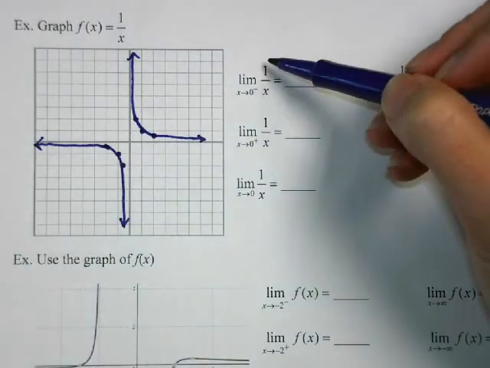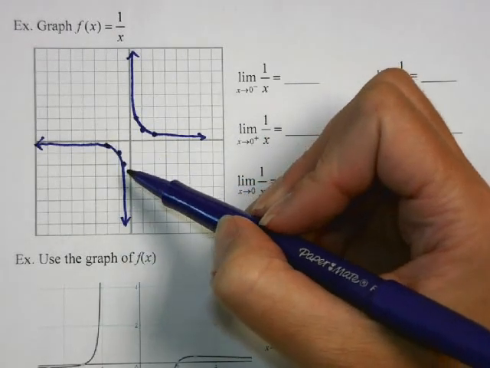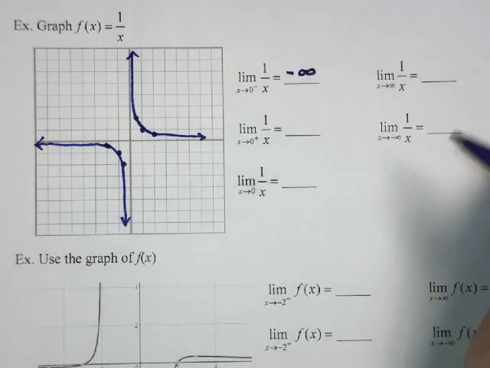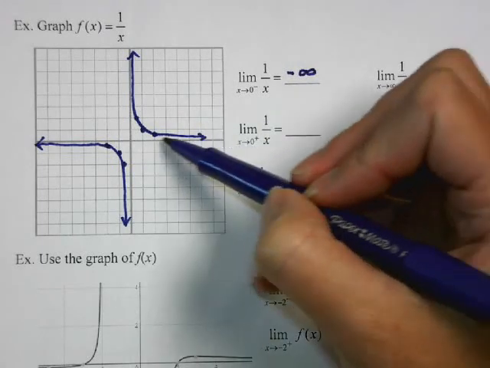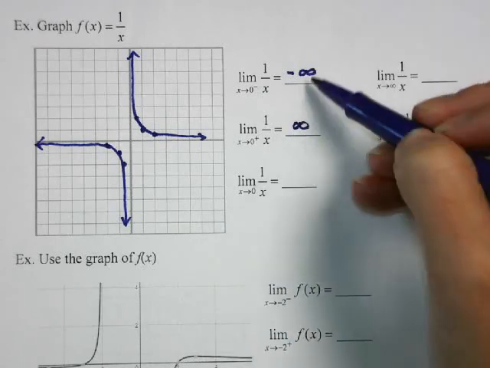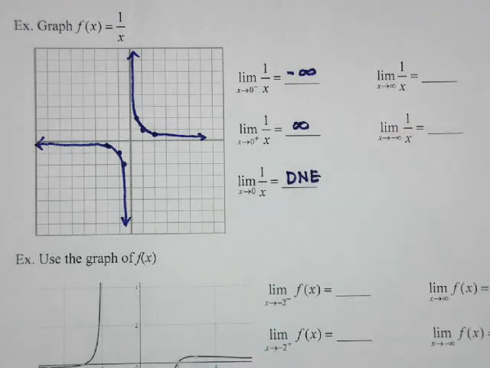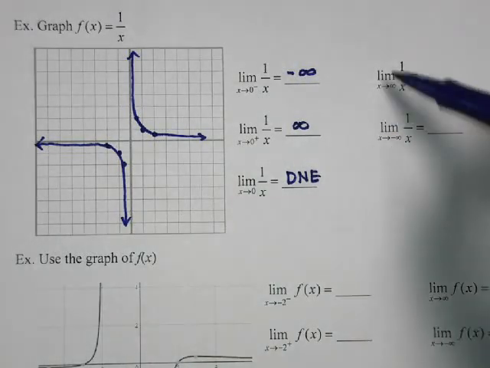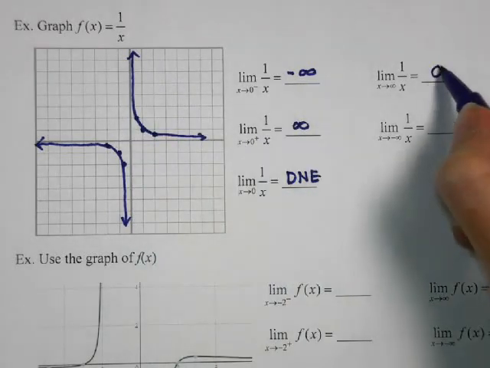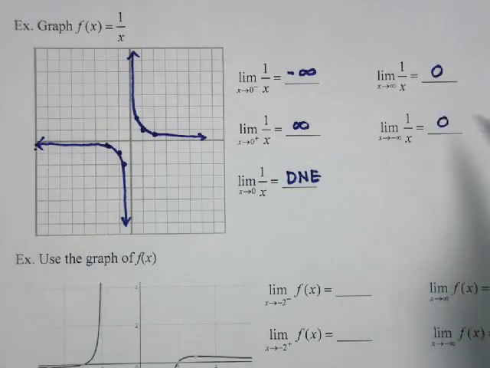Okay, so here we're approaching 0 for 1 over x. We're approaching 0 from the negative side. So those values are going to negative infinity. As we go to 0 from the positive side, it's going to positive infinity, which are definitely different locations. So this limit as x approaches 0 does not exist. What about at infinity? So as we go to infinity, those values are approaching 0. As we go to negative infinity, those are going to 0.